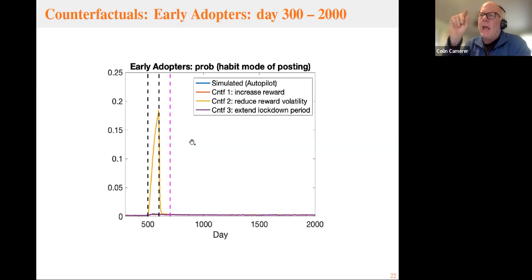This is the probability of being in habit mode. So one thing we can also trace is not only do they post and how many likes do they get, but are they in habit mode or not, statistically speaking. And this is the probability that they're in habit mode of posting. As you can see, they basically never get in habit mode, except in this counterfactual case, when we reduce the reward volatility, the chance that they're in habit mode does go up to around 18%. So we're able to induce habit mode by reducing the reward volatility variable. This is partly a sanity check.